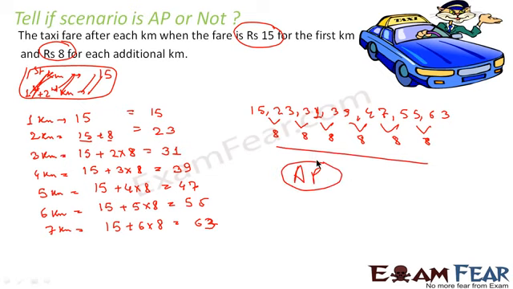Very simple. What we have done? For 1 kilometer, 2 kilometers, 3, 4, 5, 6, 7 kilometers, I found the total cost that I have to pay, and I have arranged this. Then I found that this is an AP because the common difference is constant. Let's take one more scenario.